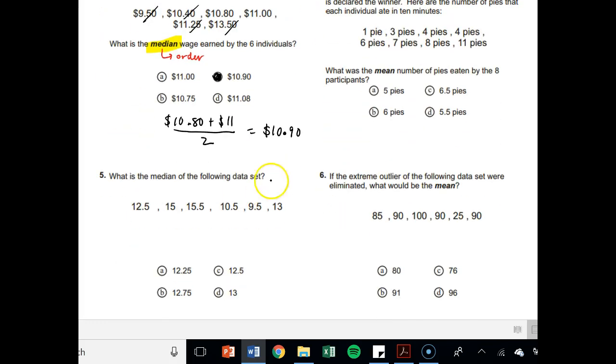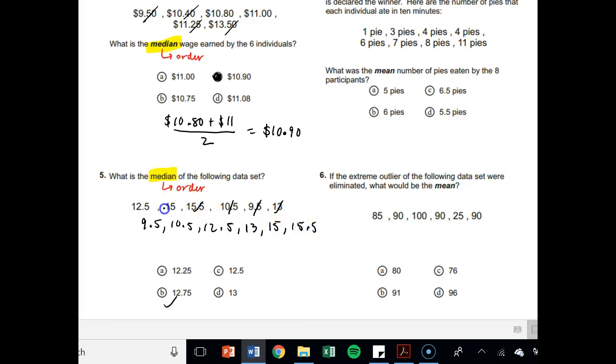And number 5, what is the median of the following data set? Again, highlight the word median. Make sure you know you have to make sure everything's ordered. In this case, 12, 15, 15, not ordered, right? So let's order them. So the lowest is 9.5, then 10.5, then 12.5, then 13, then 15, and then 15.5.